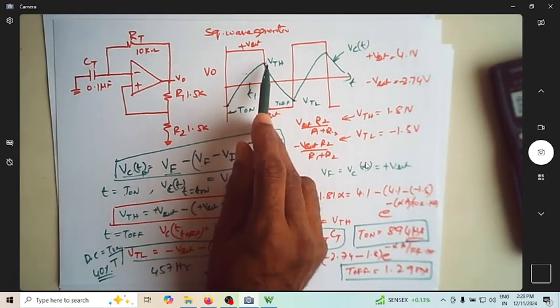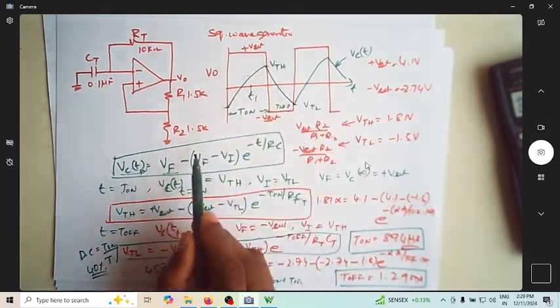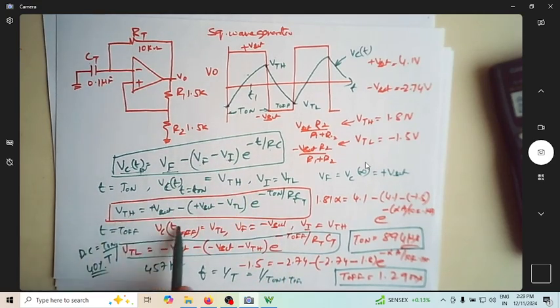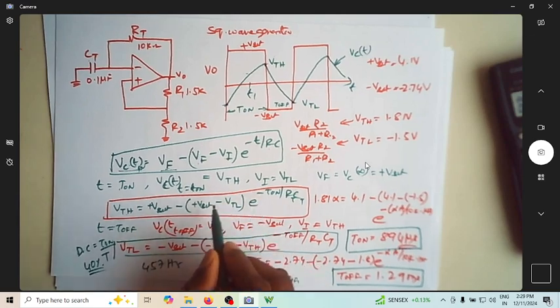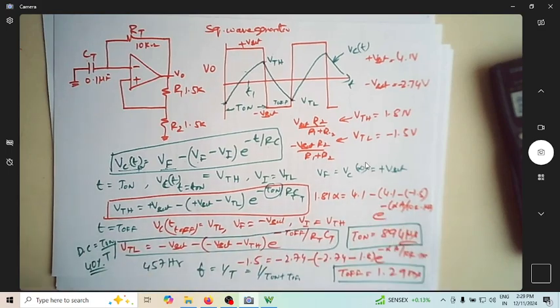At t equal to t on, the capacitor voltage is VTH. The final voltage will go up to plus Vsat. The initial voltage is VTL. Then we substitute all this and find the unknown value, which is T on here. So that's what I found here.